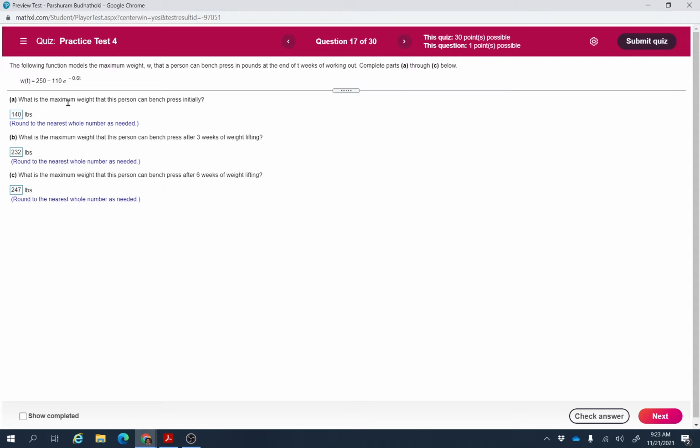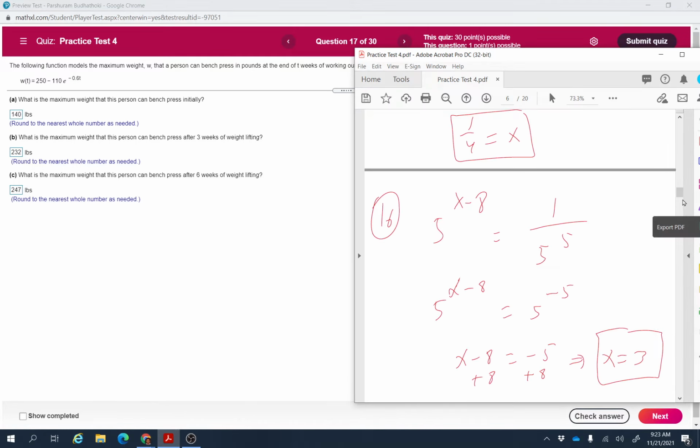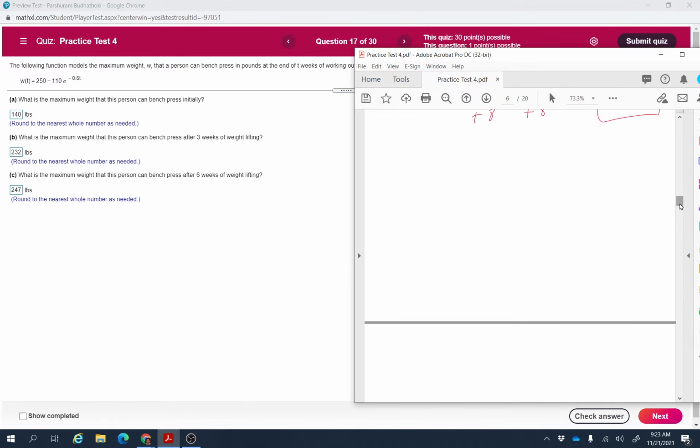So first of all, what is the maximum weight that this person can bench press initially? So just replace this T by 0, and that will be your initial, meaning time should be 0. So in this function, find W at 0, so that would be 250 minus 110 times e to the power negative 0.6 times 0, which is 0, so it's 250 minus 110, which is basically 140 pounds.